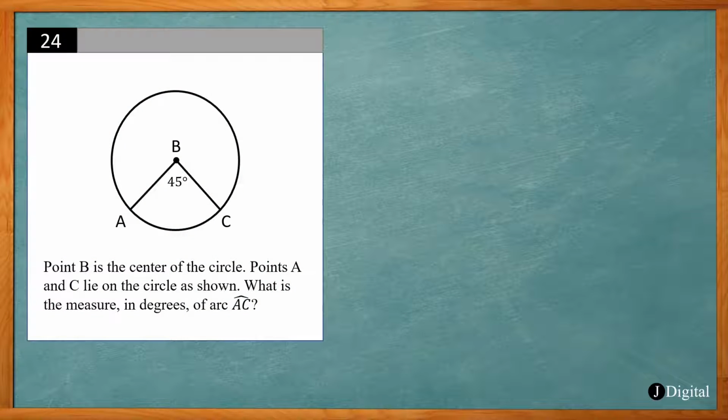In this example SAT problem, it says point B is the center of the circle. Points A and C lie on the circle as shown. What is the measure in degrees of arc AC? Our angle here has its vertex at the center of the circle, so it's a central angle. That means arc AC will have the same measure. So this is also 45 degrees, and our answer is 45.